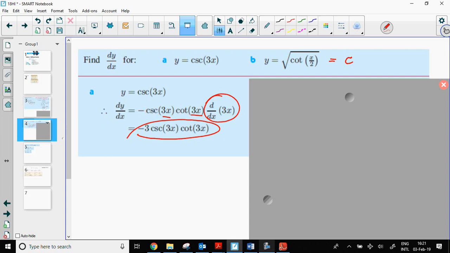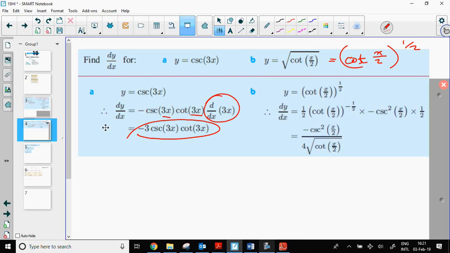This one here, right? This is going to be cotangent of x over 2, all to the power of 1/2. So we're going to use power rule and then the chain rule. So the 1/2 comes down. It's 1/2 times cotangent of x over 2 to the negative 1/2, multiplied by the derivative of cotangent of x over 2, which is negative cosecant squared of x over 2, multiplied by chain rule again, the derivative of x over 2, which is 1/2.